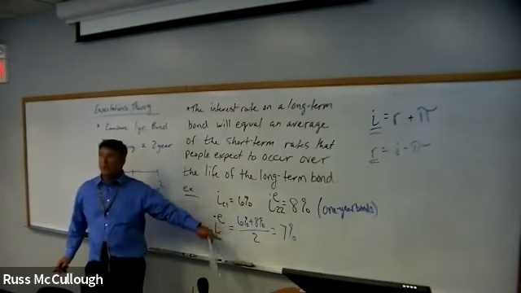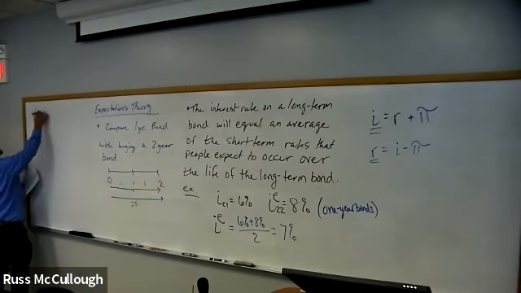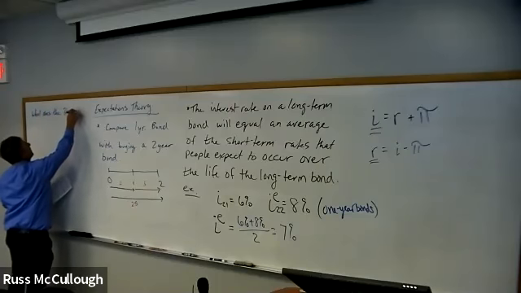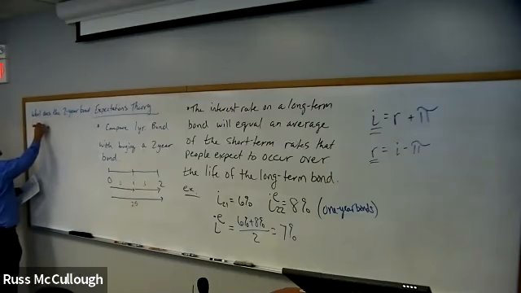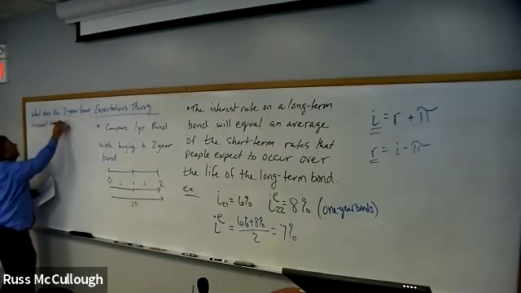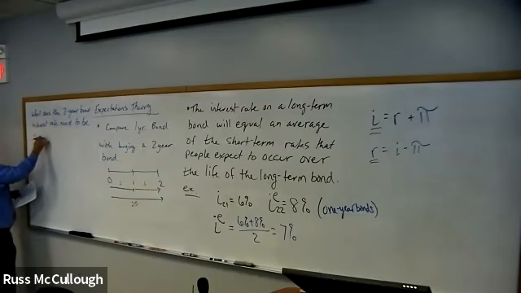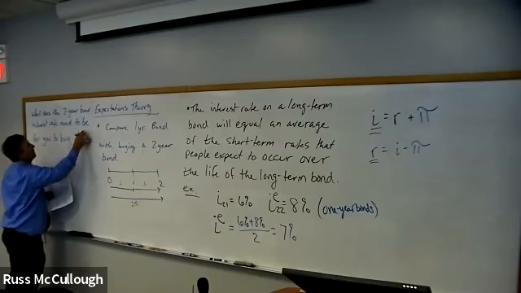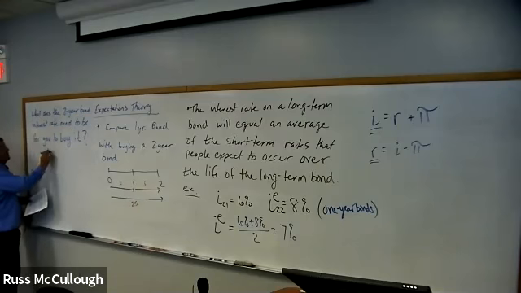So what does the 2-year bond interest rate need to be for you to buy it? Anything above 7, so at least 7%. So greater than 7%.